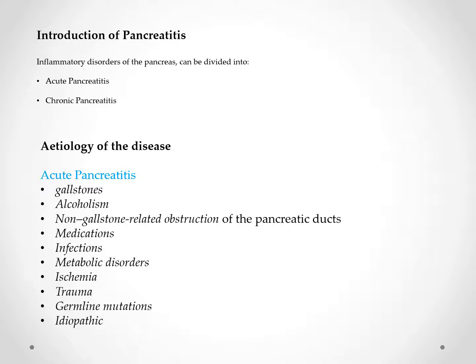Ischemia due to embolism or thrombosis, vasculitis, and trauma, either external trauma or iatrogenic trauma due to surgery or laparoscopic or endoscopic procedures, are other causes. Germline mutation is another important factor, which affects the genes coding for pancreatic enzymes or their inhibitors. And idiopathic pancreatitis represents 10% of these cases.